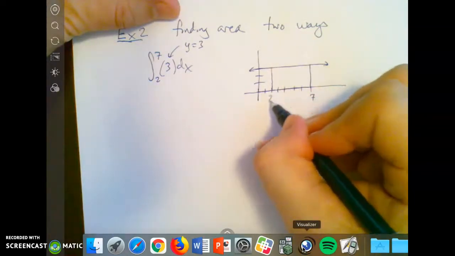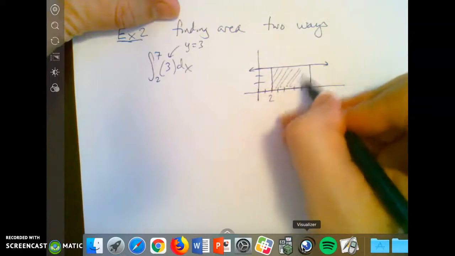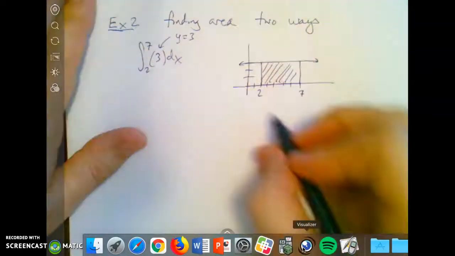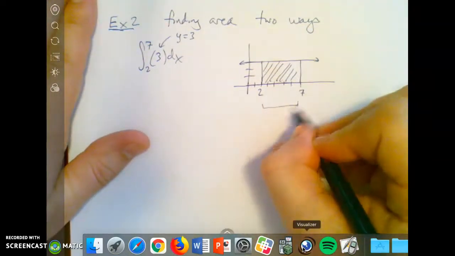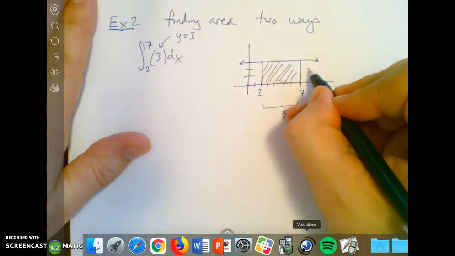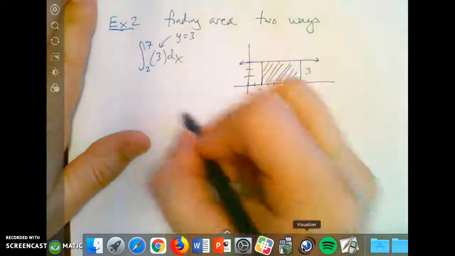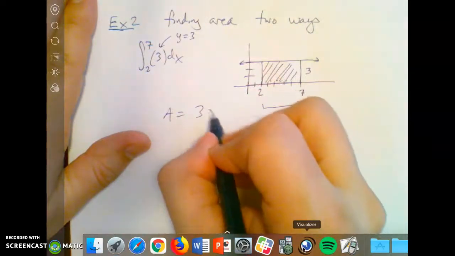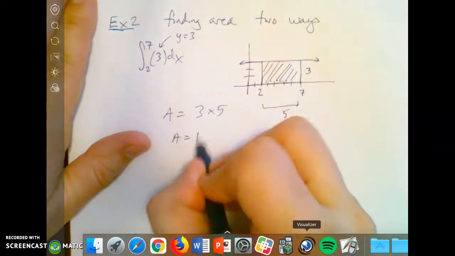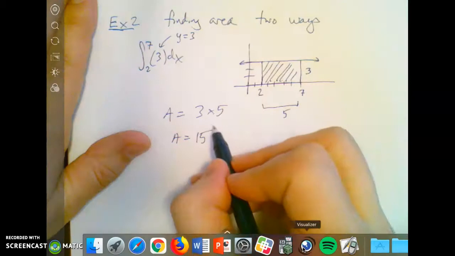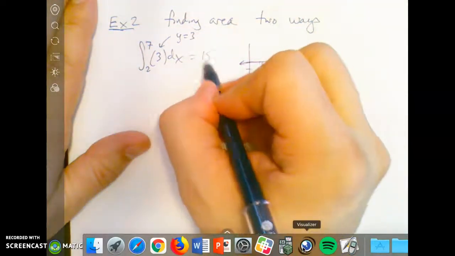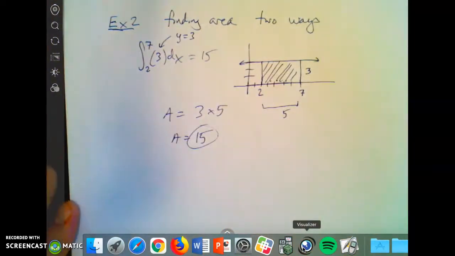And right? Do you know the area of this shape? I hope so. Because you can just do, okay, the base is 5, the height is 3, so I can do the area equals 3 times 5, area equals 15. So the integral must be 15. Okay? So that's the old way.